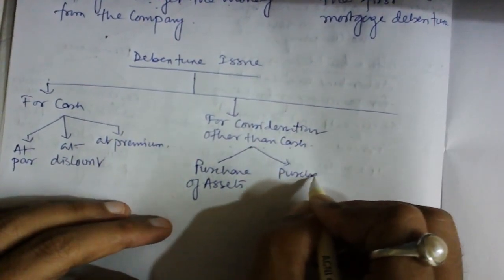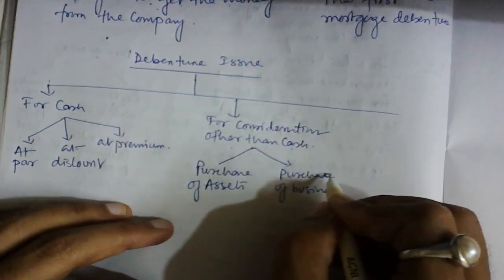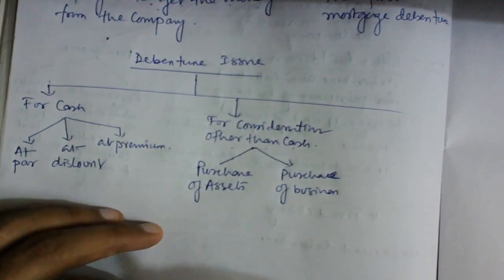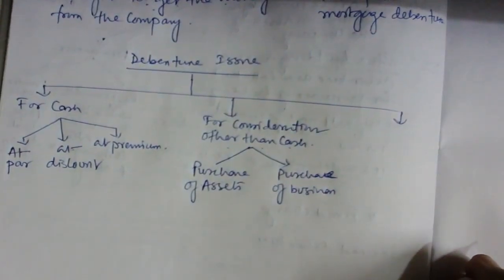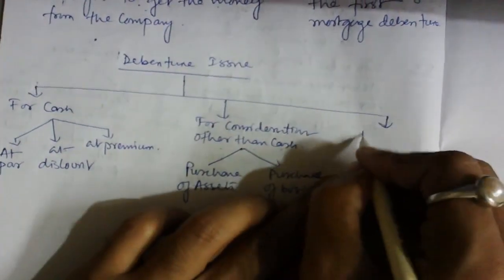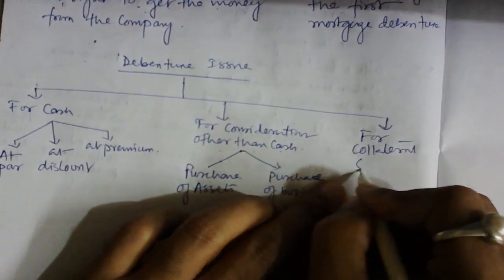Purchase of someone's business. When you are going to purchase the business of anyone, then you have to issue them debentures, you have to issue them shares, etc. So it's for consideration other than cash. And the last one, for collateral securities. For collateral securities, okay.